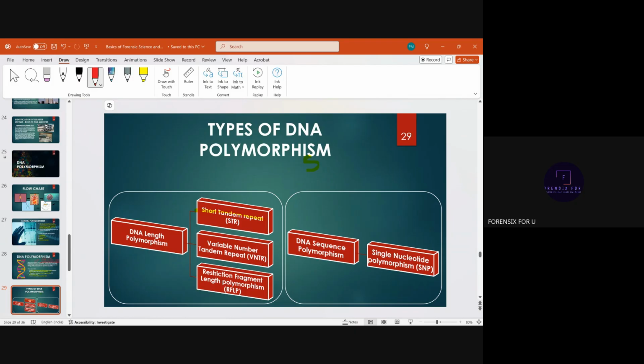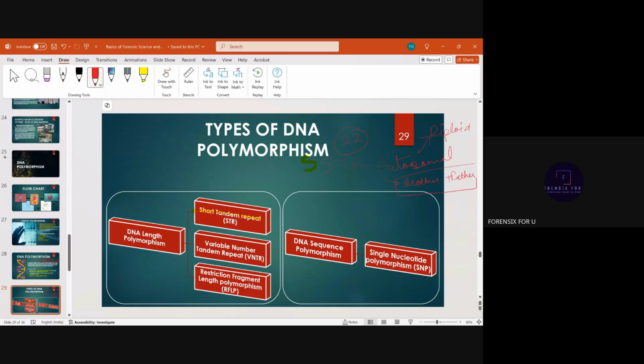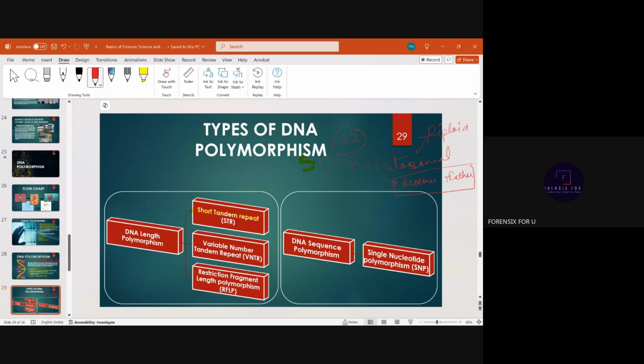Now STR is the advanced technique. STR is autosomal. Autosomal means it is non-sexual. It has got nothing to do with the sex chromosome. It is related to the 22 autosomal chromosomes. So we have autosomal STRs which are diploid in nature. Why? Because these are studied as a combination of mother plus father. So this is a definite indication of the presence of a particular person at a scene of crime.